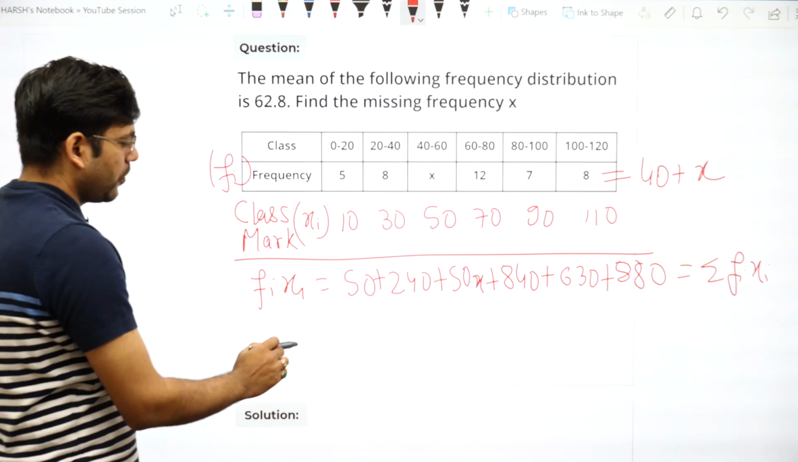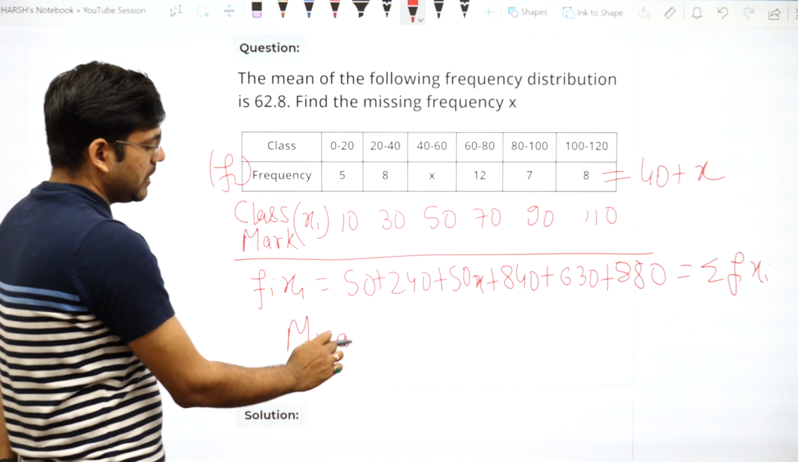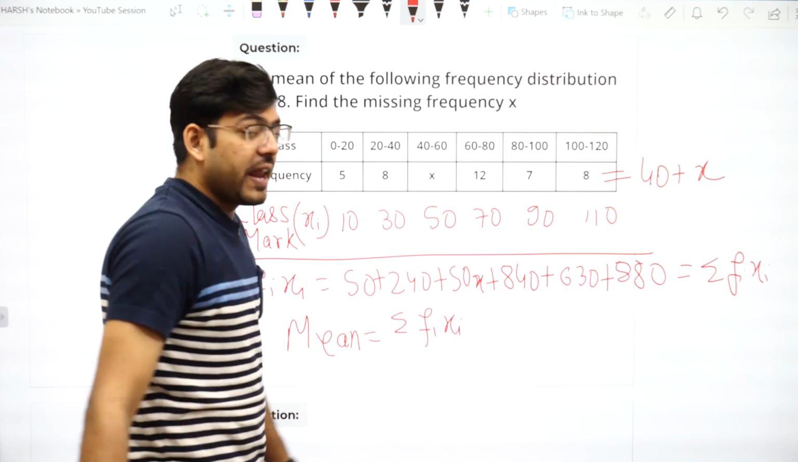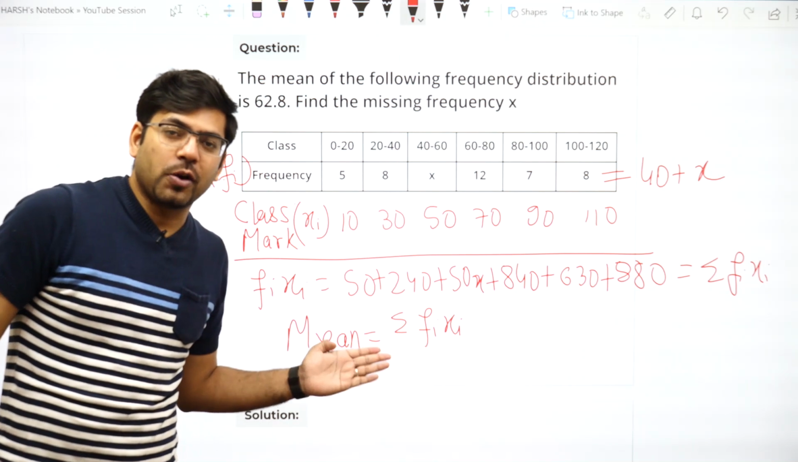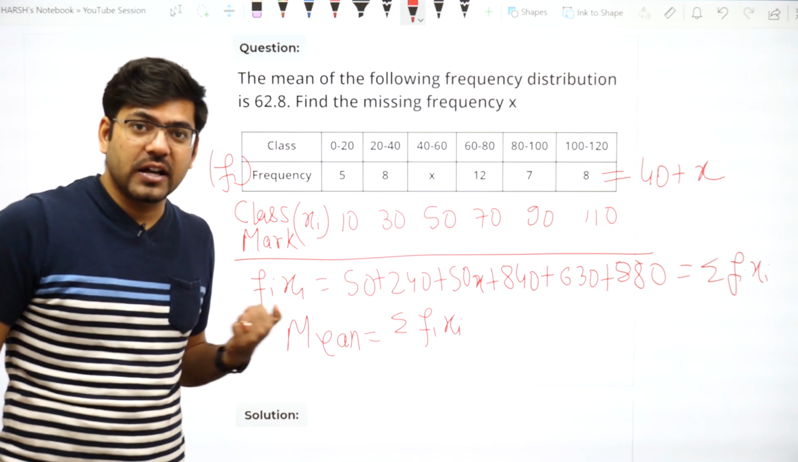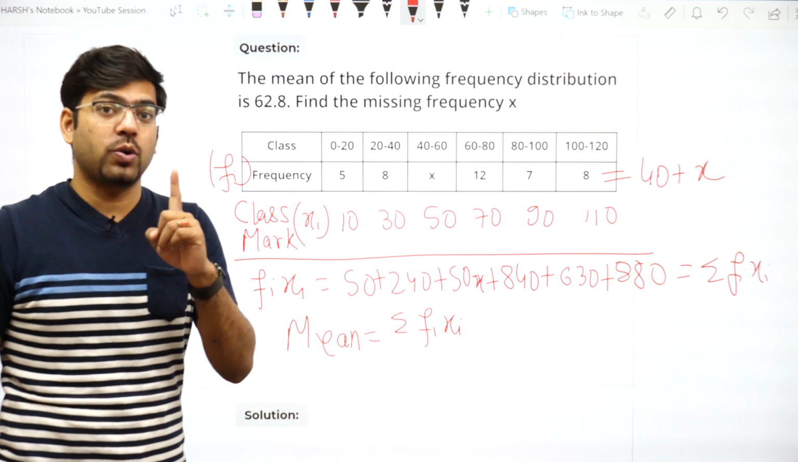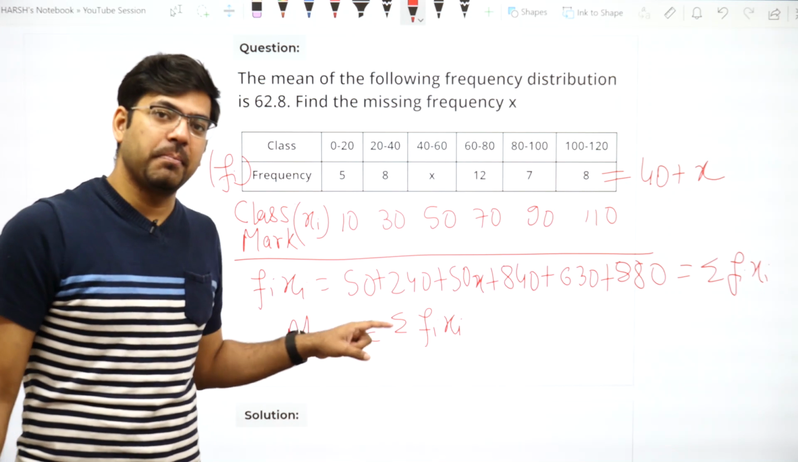So guys, the formula says that mean is equal to summation Fi, Xi divided by summation Fi. And please never forget to write the formula, because the formula carries marks. If you do not write the formula, surely you are going to lose 1 mark out of 4. So never ever miss this formula.